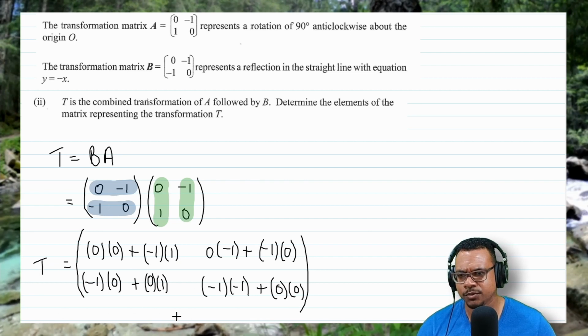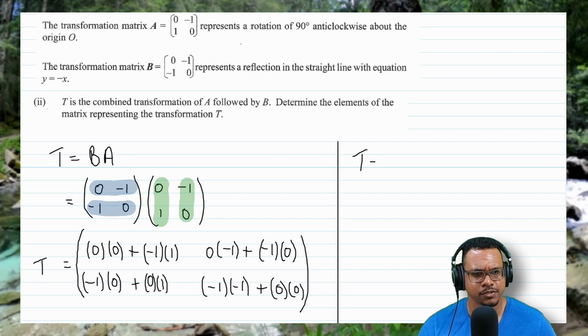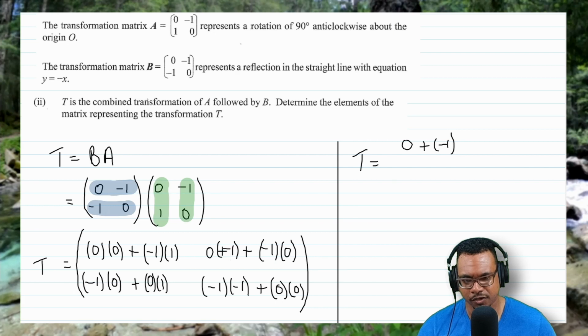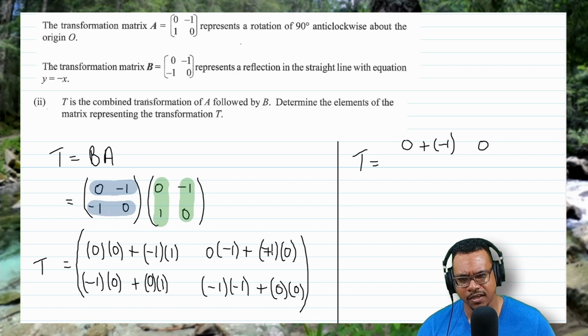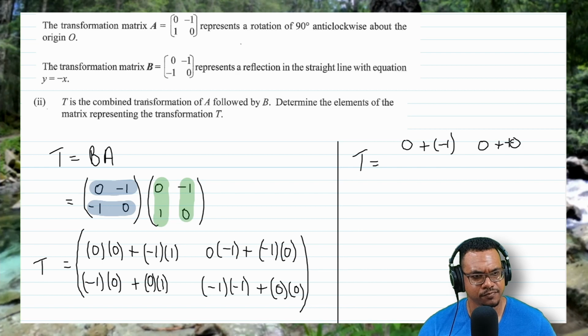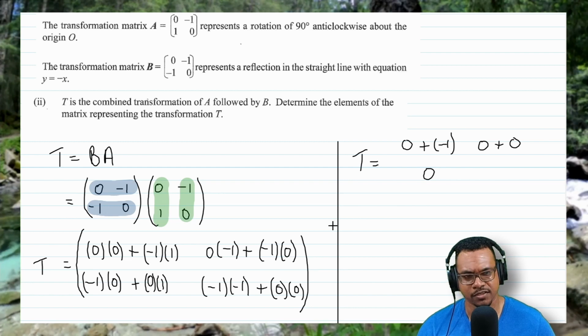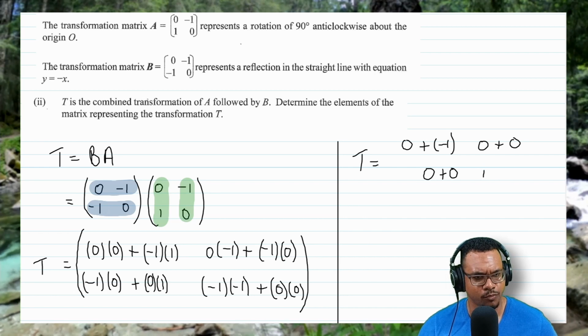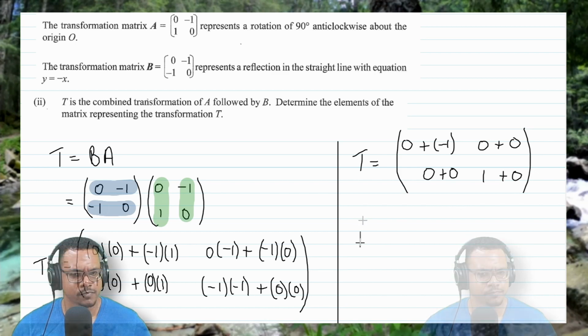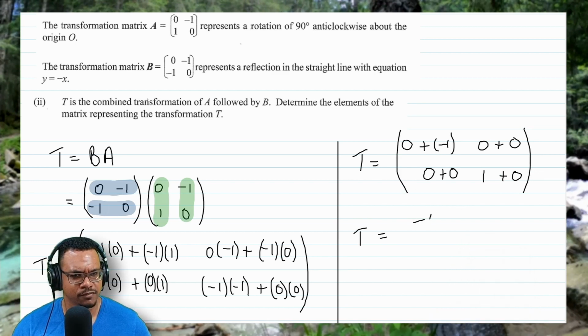All right, so this is what T is equal to. Working that stuff out, we have 0 by 0 is 0. -1 by 1 is -1, so you get plus -1. Across here, 0 by -1 is 0, and -1 by 0 is also 0. Down here, -1 by 0 is 0, and of course, 0 by 1 is 0 as well. And here, -1 by -1 is +1, and of course, 0 by 0 is 0. So T is going to be equal to this: -1, 0, 0, and 1.